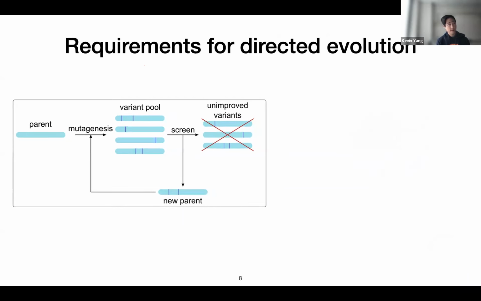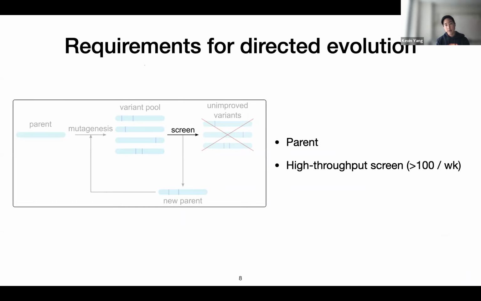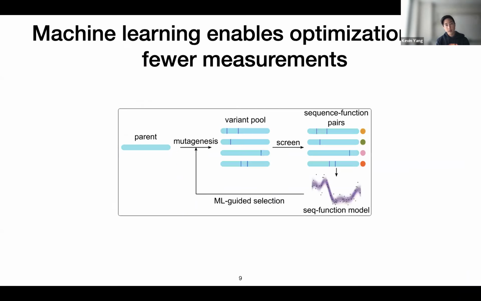And this works really well if you can find a parent with measurable activity, and if you have a high throughput screen, which means you can do at least 100 or so measurements a week. And in my PhD, I spent a lot of time thinking about how we can use machine learning to enable this kind of optimization more efficiently with fewer measurements.